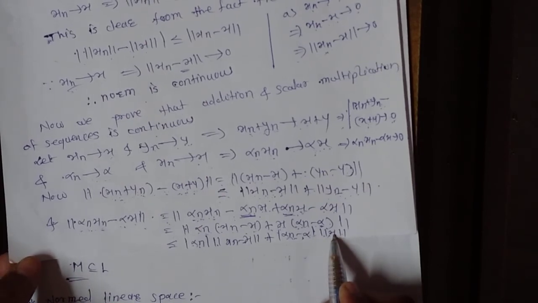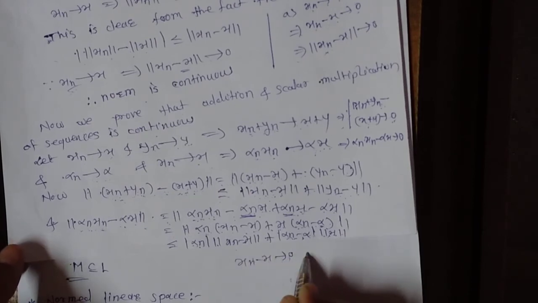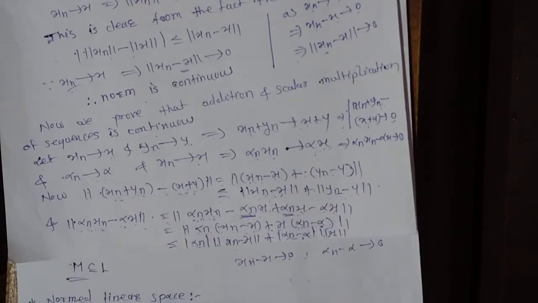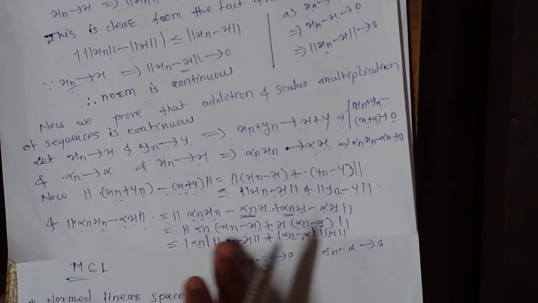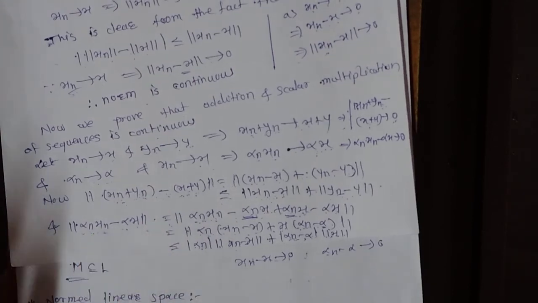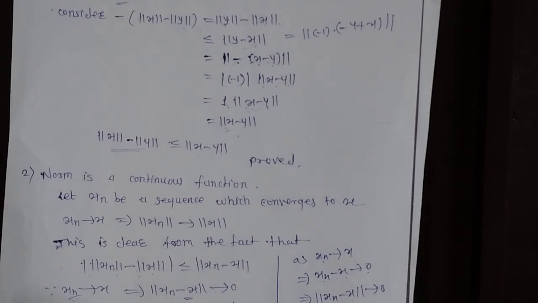Here we know that xn minus x tends to 0. Similarly alpha n minus alpha also tends to 0 by our previous argument. That means these two sequences are convergent. This implies the total term is convergent, and that means it is continuous. That means addition and scalar multiplication are continuous functions, and therefore the norm is a continuous function. So these are the two important results we have proved.